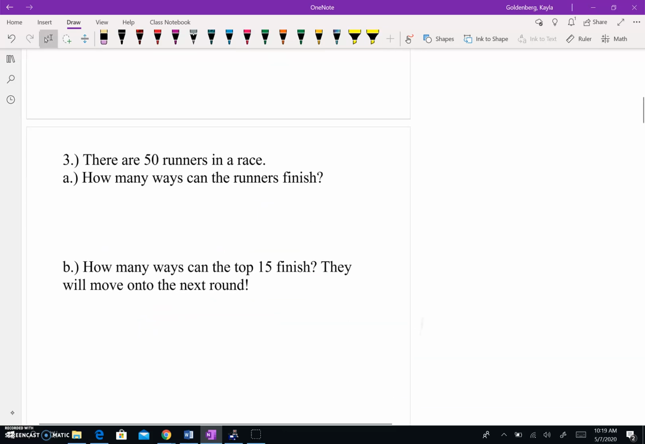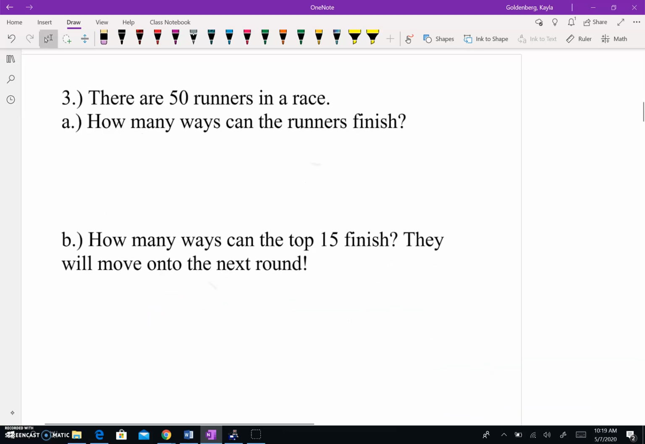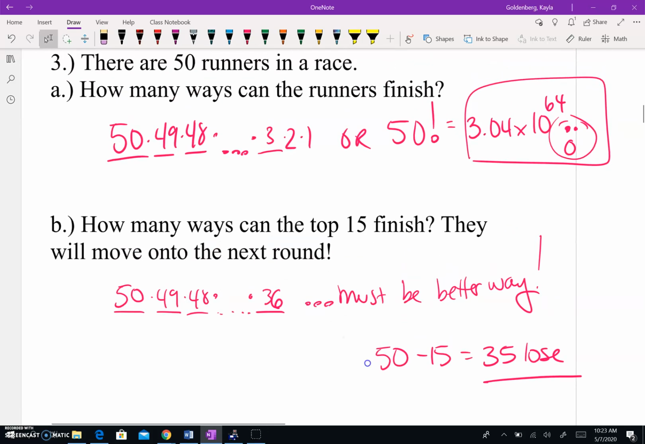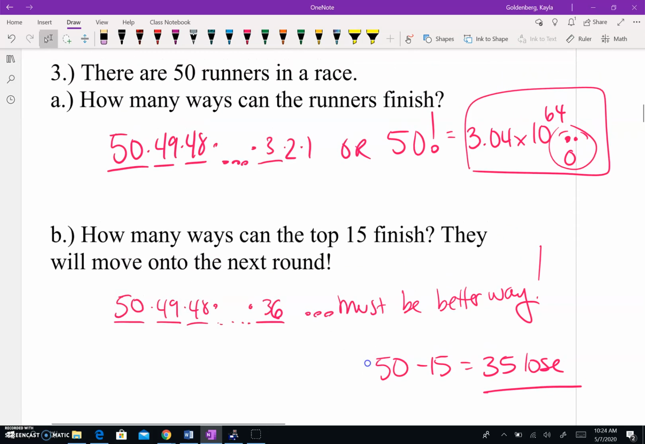So to start our lesson, this is kind of a similar question to what we just did. I want you guys to pause the video, write out the question, and answer part A, and start thinking about how you might answer part B. Okay, so here's your answer for part A. It's a very large number. If you calculate it, make sure you use your calculator for that one.